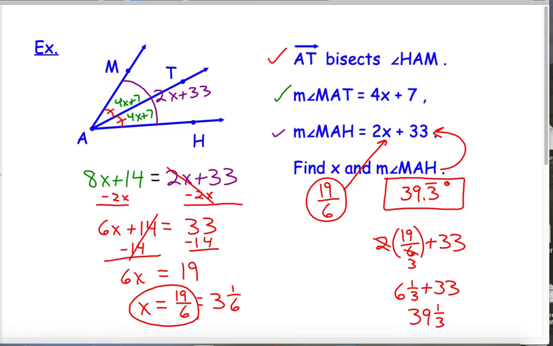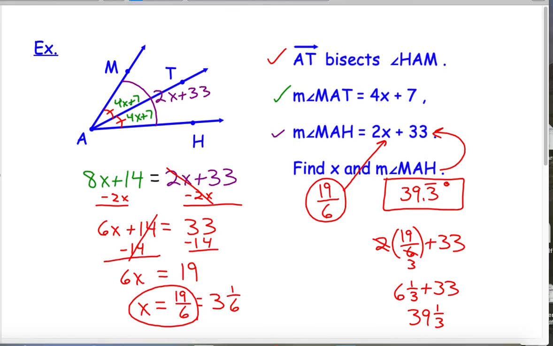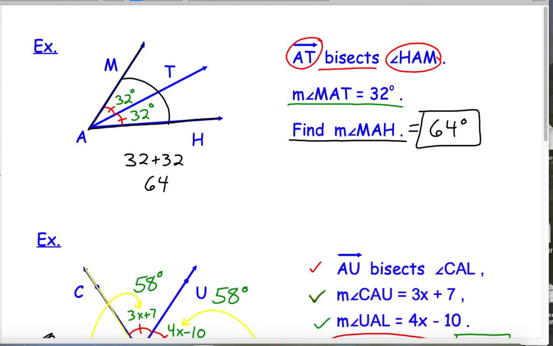So you can see sometimes the algebra isn't going to work out to be a nice number, but that's okay. Usually it will though. All right, so one last thing to talk about. Let's summarize. In this problem, they gave you one of the smaller angles and then the whole angle itself, the big angle. So I'm not going to set those equal. I'm going to have to double the smaller angle, and then I can set it equal to the big angle.